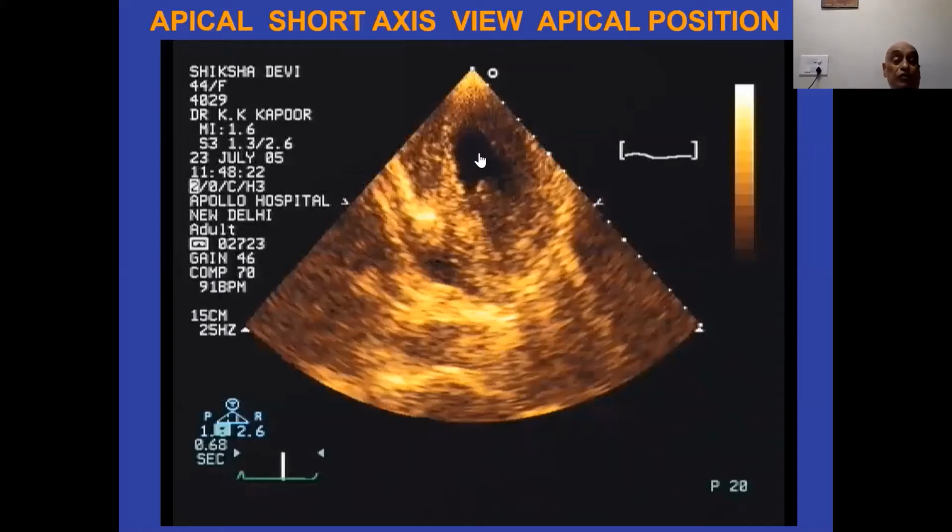The other advantage is that, of course, you can look for apical tumors. You can look for the obliteration of the LV apex that can occur in LV apical hypertrophy or in the non-compaction of the left ventricle.